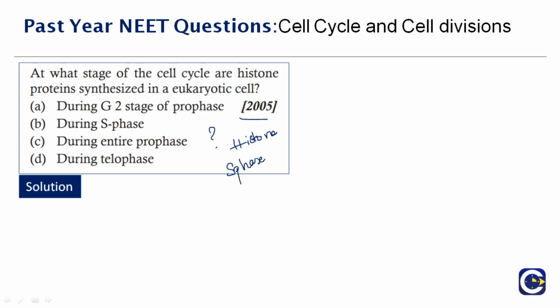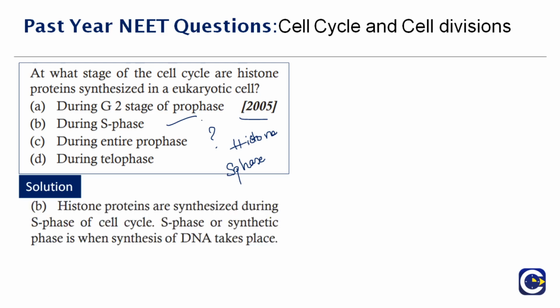S phase, or the synthetic phase, is when the synthesis of DNA takes place. Therefore, the correct answer is during the S phase. At what stage of the cell cycle are histone proteins synthesized in a eukaryotic cell? It is during the S phase. S phase is the first phase that it undergoes. We need histone proteins right from the beginning. So during the S phase itself, the histone proteins will be produced. Therefore, the correct answer is option B.